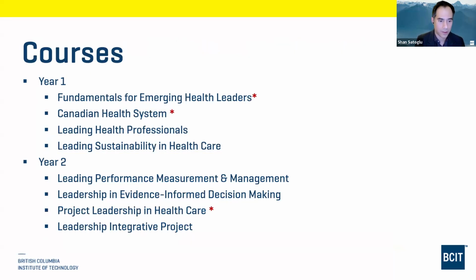So the courses: 8 courses in the program, separated into year 1 and year 2. Fundamentals for emerging leaders, addressing questions like, what is health leadership? What does it mean to me? What is my vision for the future? How can I make this work? The second course, Canadian Health System, is a health policy course.